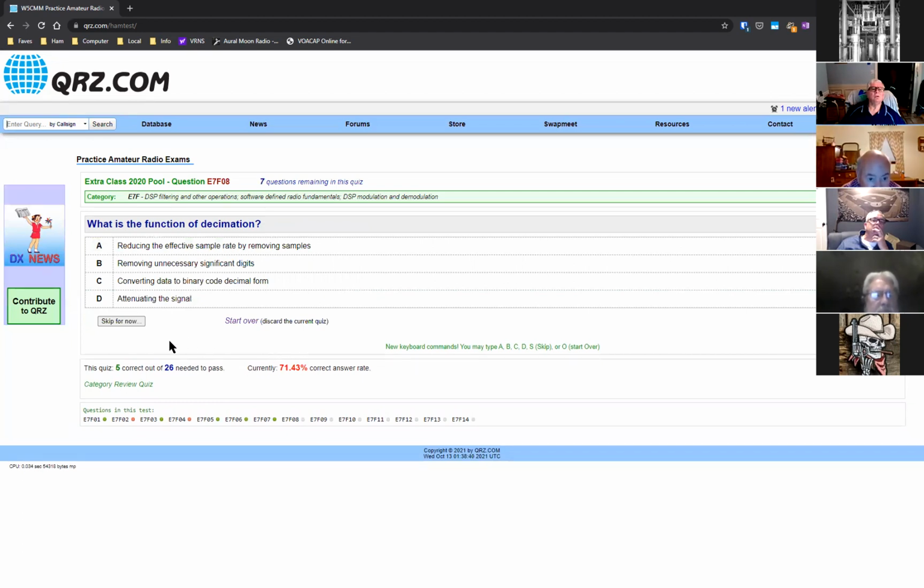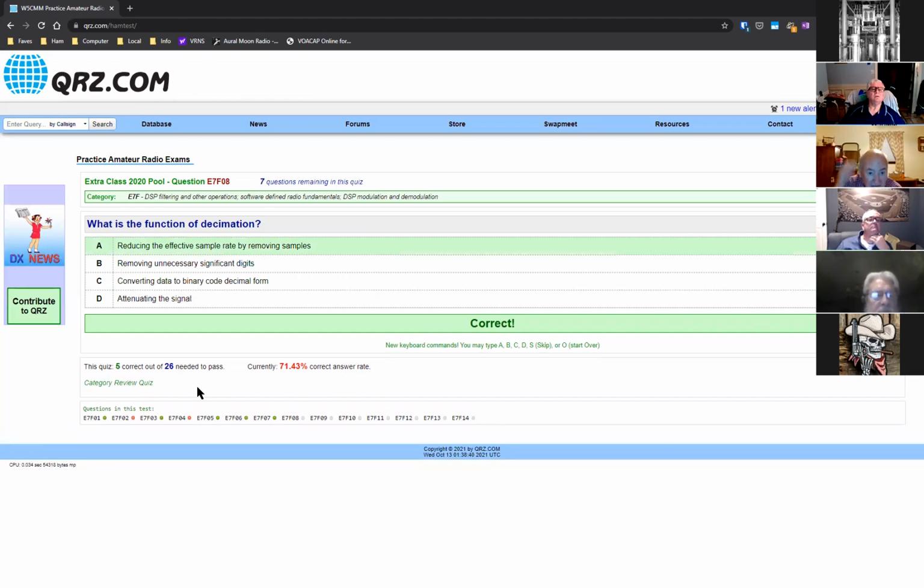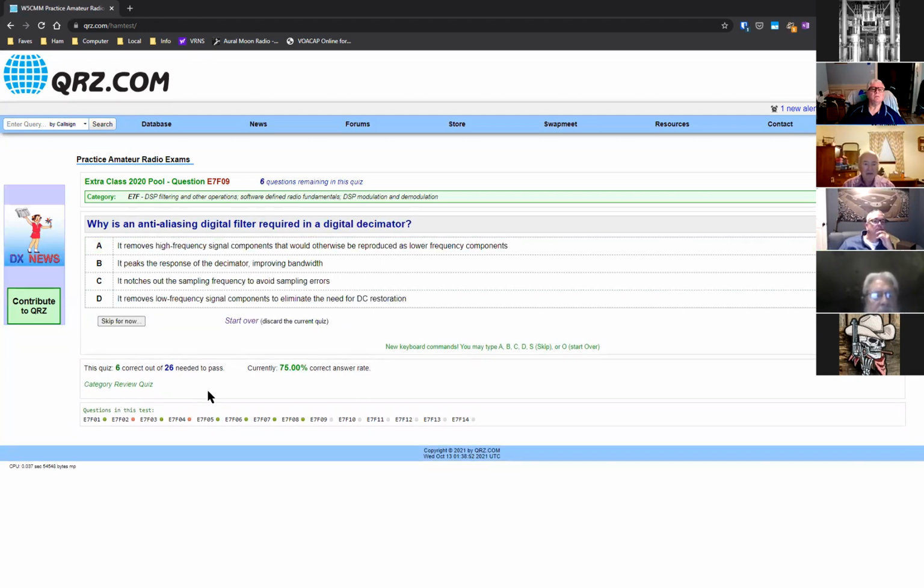What is the function of decimation? Removing samples, A. Yeah, we're going to remove some samples. Why is an anti-aliasing digital filter required in a digital decimator?